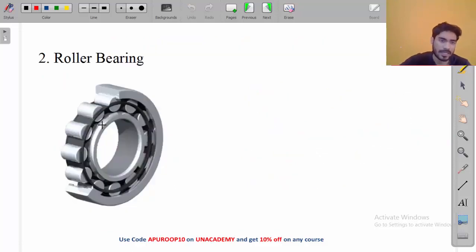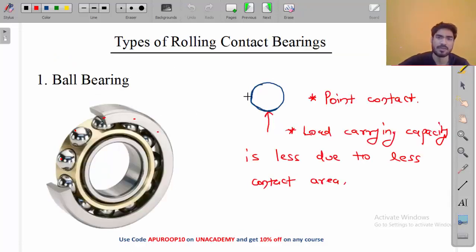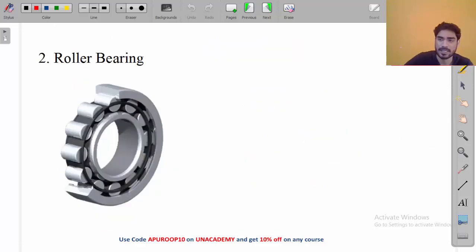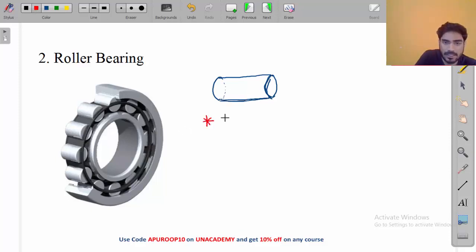But in case of roller bearing, see, in case of ball bearings we are using spherical balls, but in roller bearings there are cylindrical rollers like this. So here, my friend, the contact is line contact. Load carrying capacity is higher than the ball bearing.